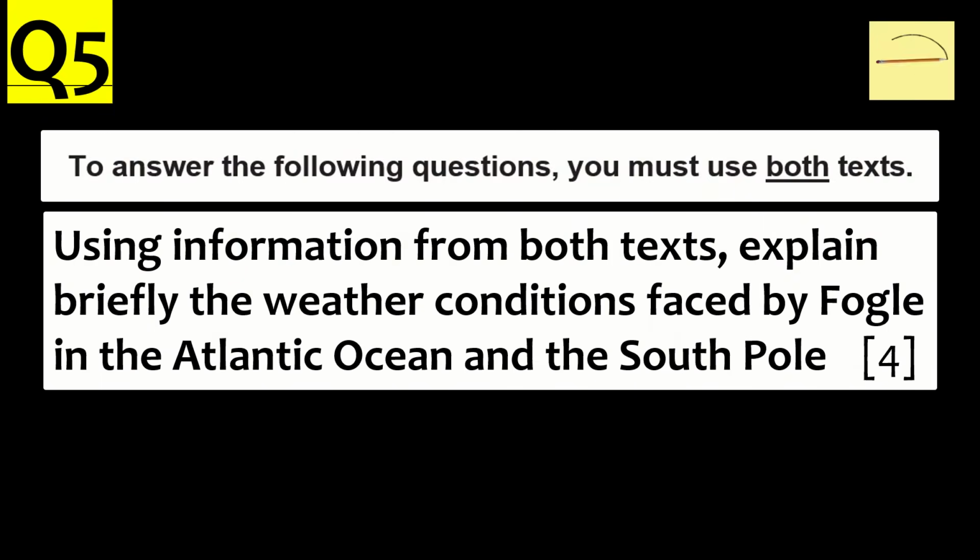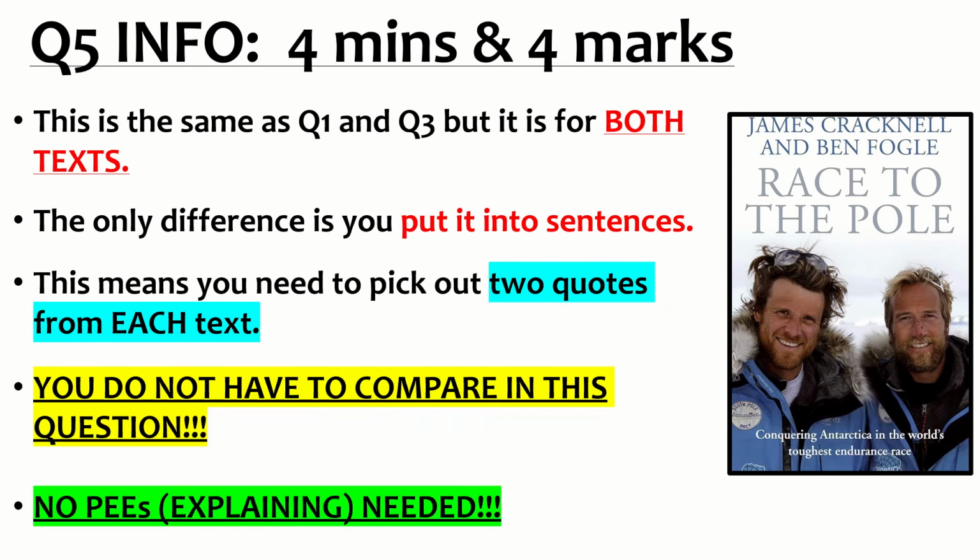So question 5. This is the first question in the exam where you have to use both texts. The question is: using information from both texts, explain briefly the weather conditions faced by Fogle in the Atlantic Ocean and the South Pole. So for question 5, it's the same as questions 1 and 3, but for both texts. Basically it's comprehension, but you put it into sentences.